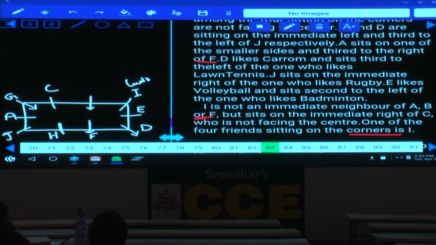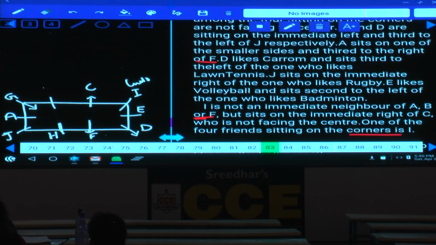And H at this place, and F is here, and the person who is left over is no. Now, what happened to this C? I is not an immediate neighbor of A, but sits on the immediate right of C. If C is at this place and I sits on the immediate right of C, and C must be facing away from the center, then only I will be here.